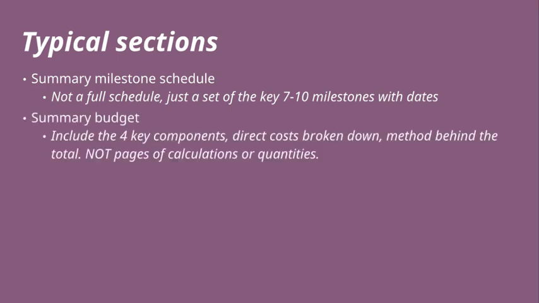A summary budget is also included. Note the word summary. It is not a page of calculations and quantities. The key components of a total cost need to be identified at a bare minimum. If you aren't sure of these, go back and watch the preliminary cost and time estimates video. Then the direct cost might be broken down a little bit more, and there might be a short explanation for how that total was made, just to show that the numbers weren't plucked out of thin air.